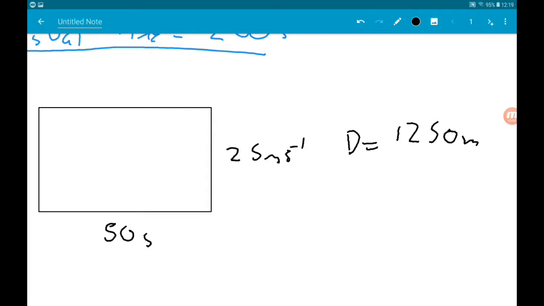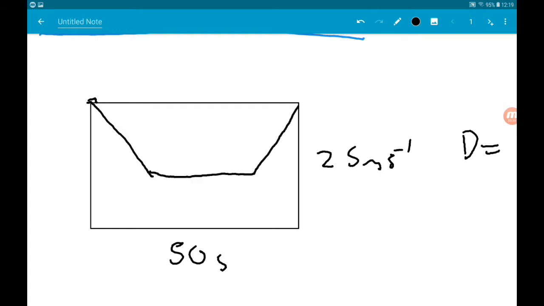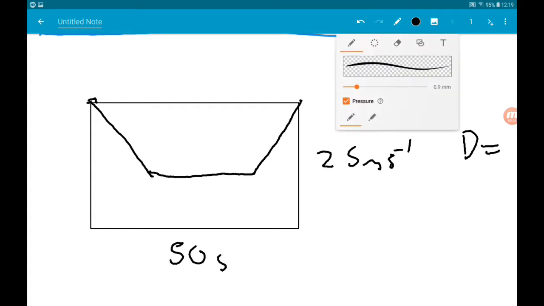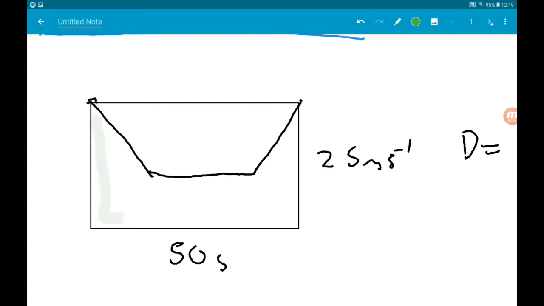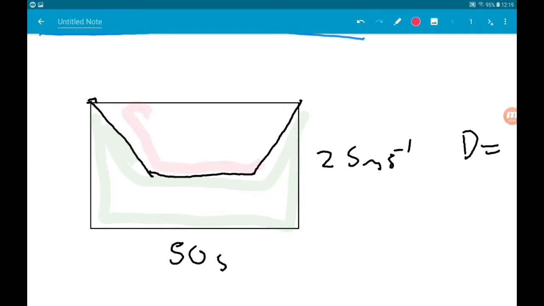But that is not the distance travelled in this time, because our speed drops. So, what we want is the area down here. What we don't want is the area of this trapezium. So we need to work out the area of the trapezium and then subtract that from 1,250. And what that's going to tell us is how far we travel in this 50 seconds.